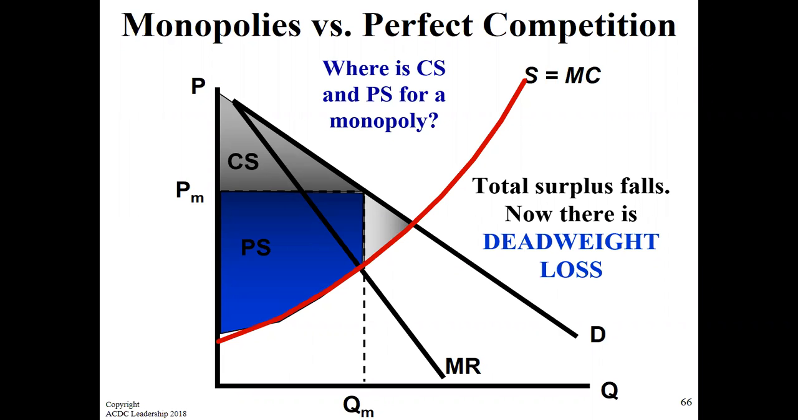Dan, are we producing there? Are we producing where MC equals D? No. Okay, we're producing over here. So we're not allocatively efficient.